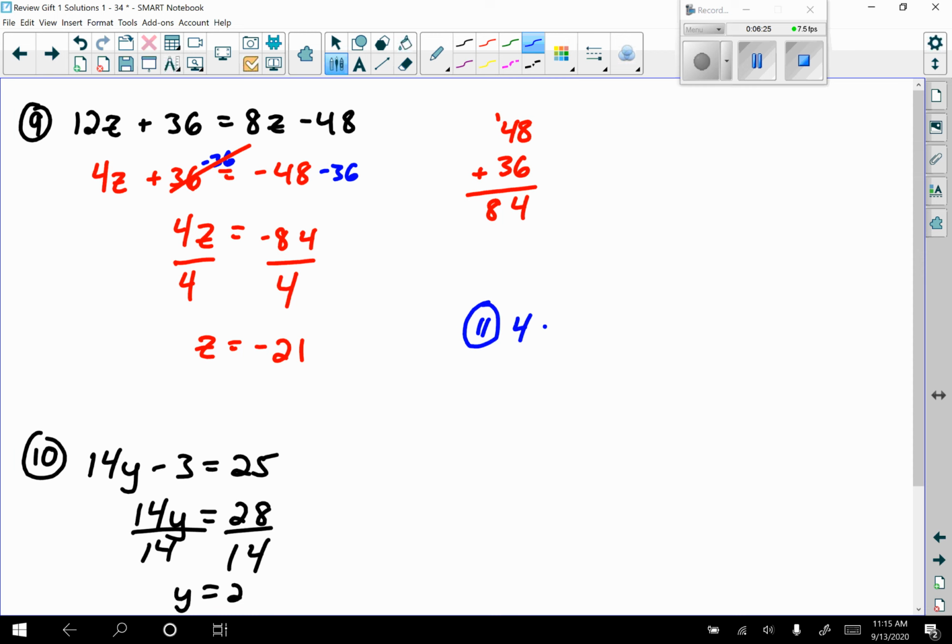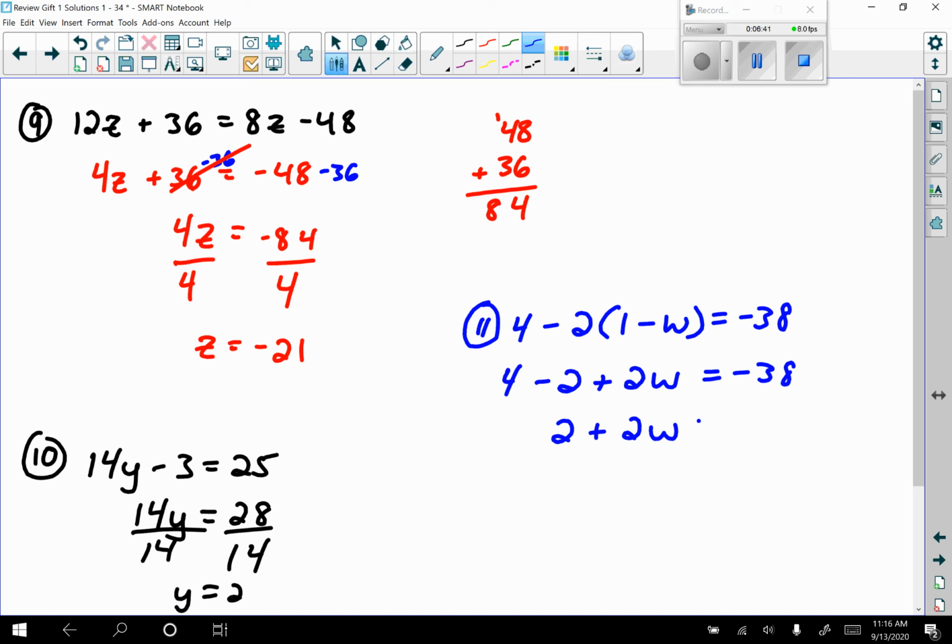Number 11, we have 4 minus 2 times the quantity 1 minus w equals negative 38. Distribute a negative 2 carefully. So I'm going to get a negative 2, and then here I'm going to get a positive 2w equals negative 38. Combine the 4 minus 2, so we get 2 plus 2w equals negative 38. I want to subtract 2 from both sides. So I subtract a 2 from here, subtract a 2 from here. So these cancel. I have 2w equals, I owe 38 and I owe 2, so a negative 40. Divide by 2, and w equals negative 20.